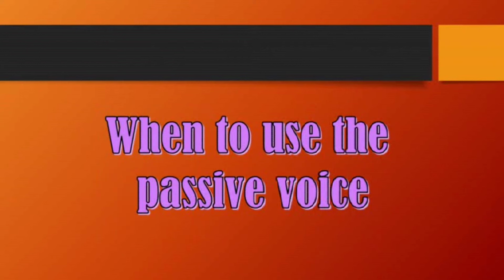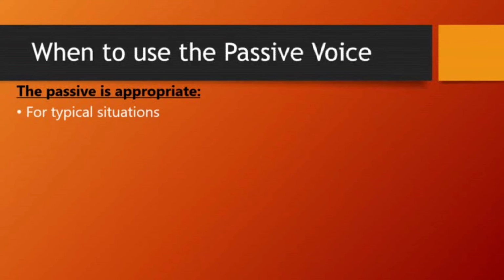Let's proceed to when to use the passive voice. The active voice is more direct than the passive. With the active voice, you learn who or what is responsible for the action at the beginning of the sentence. In other words, when the subject acts, the verb is active. Since active voice is what we often use, since it's direct and it's not awkward, when can we use the passive voice? The passive is appropriate for typical situations.